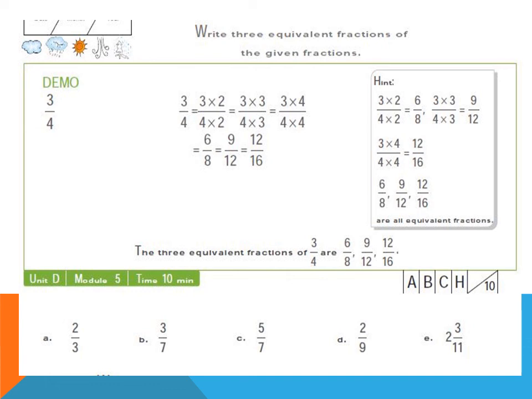Now, at this point, just remember, since the demo is multiplying both the numerator and denominator by 2, 3 and 4 respectively, you don't need to exactly follow this method, okay? You can multiply the numerator and denominator by 10 also. So 30 by 40 will also be an equivalent fraction to 3 by 4. The number by which you multiply the numerator and denominator must be the same, and you can select the number yourself.